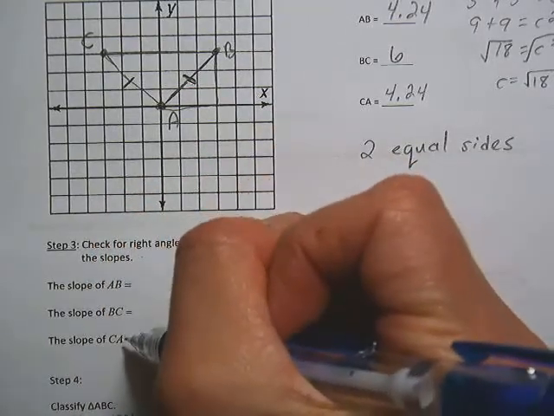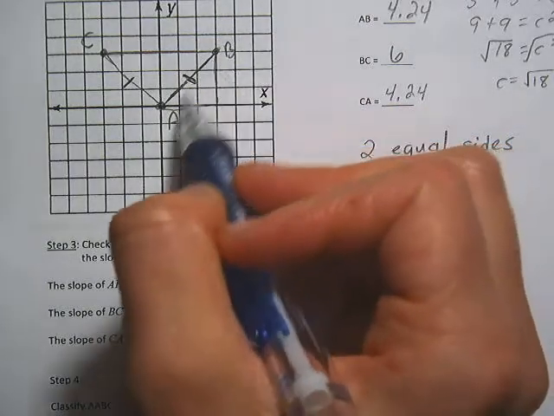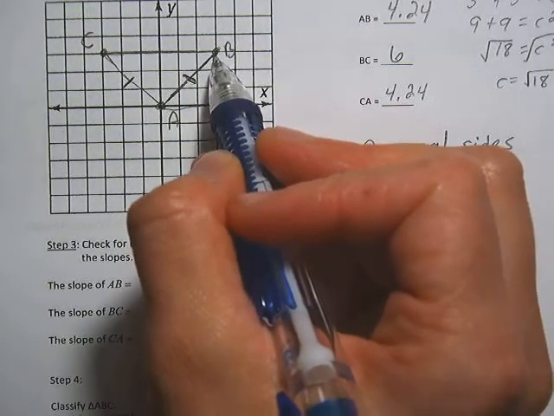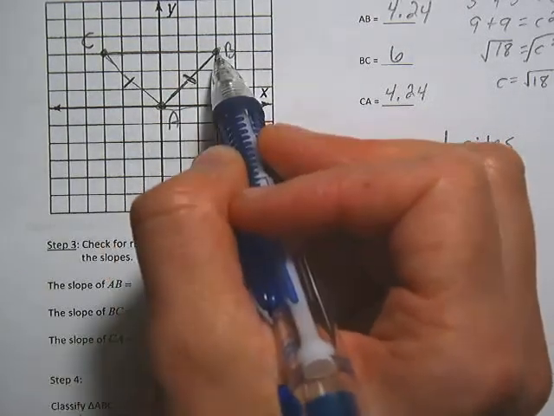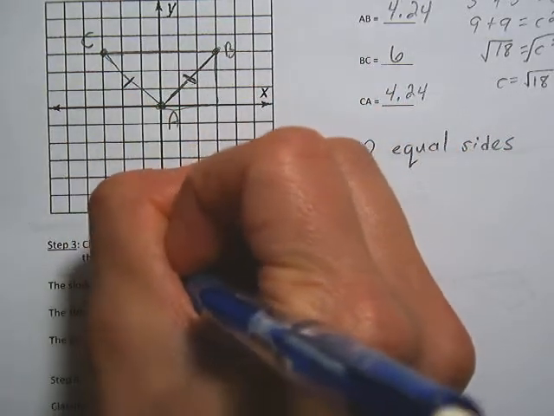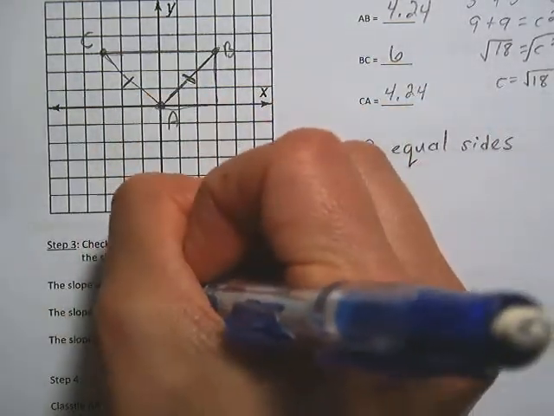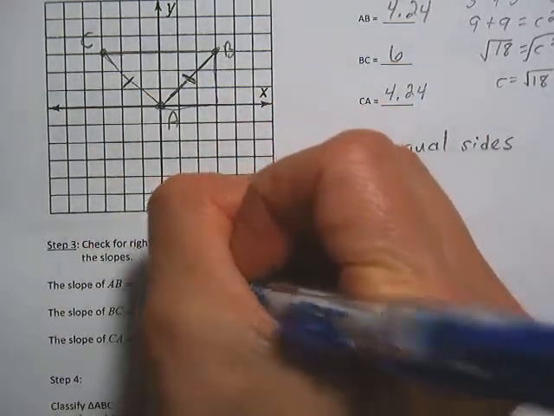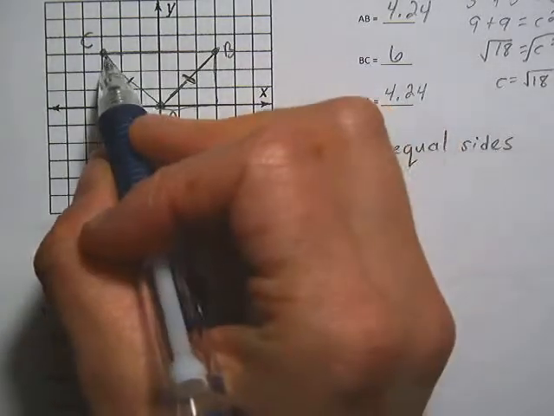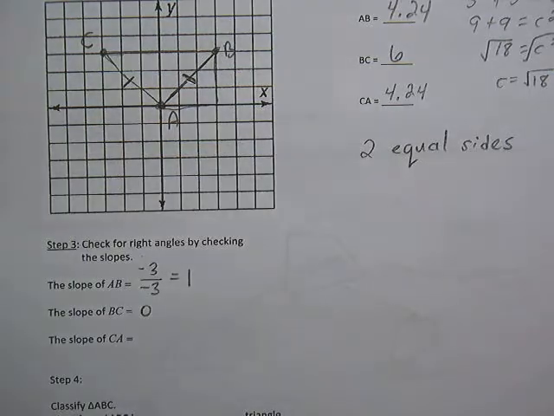So I'm going to find the slope of each line. So like if I start with AB, slope, remember, is rise over run. So if I had to go from here to here, I have to go down 3. So that's my rise part. So down 3 would be a negative 3. And then I have to go left 3. So that'd be a negative 3 on the bottom. So the slope would be 1. BC, well, that's a flat line. So if it's a flat line, the slope is 0.